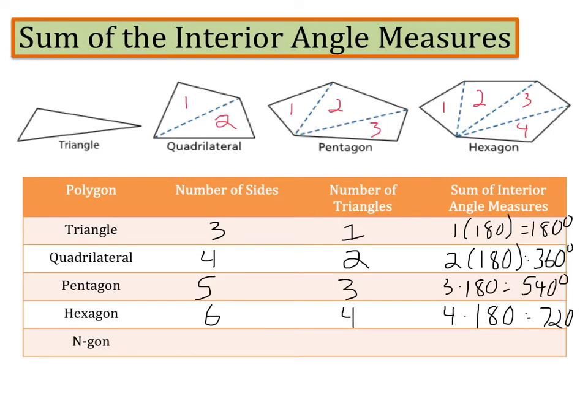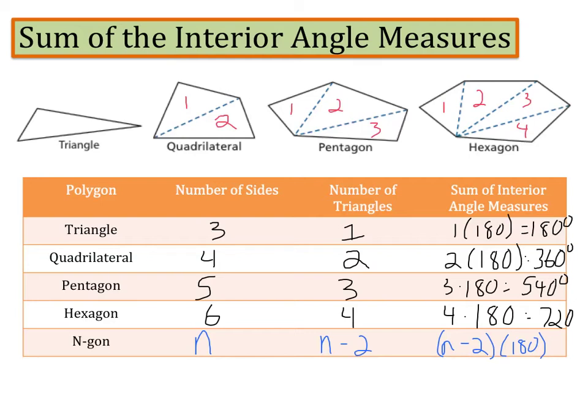So here's the pattern. If you take the number of sides, subtract 2 from it, and multiply that by 180, you can know the sum of the interior angle measures of any polygon. So for a polygon with n sides, if we subtract 2 from n and multiply that by 180, we can find the sum of interior angle measures for any polygon.